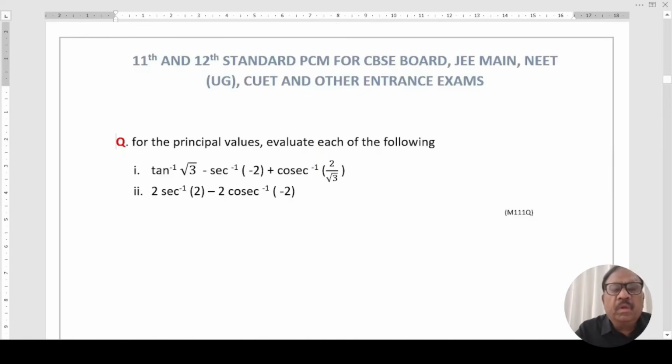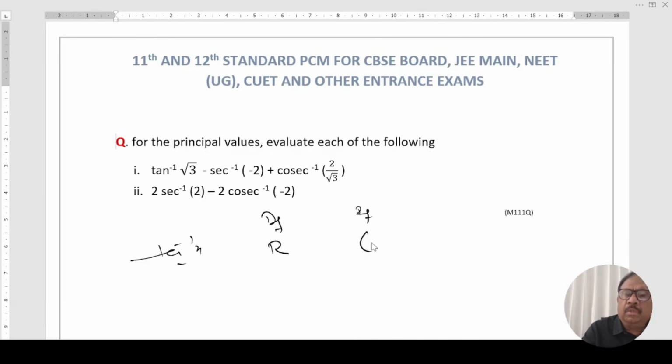Question is, for the principal values, evaluate each of the following. In this case, tan inverse, sec inverse, cosec inverse. Domain, range. Tan inverse domain is R. Range is minus pi by 2 to pi by 2.